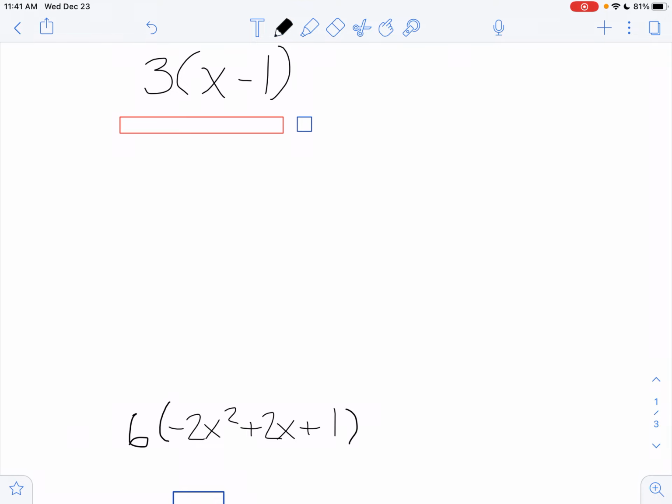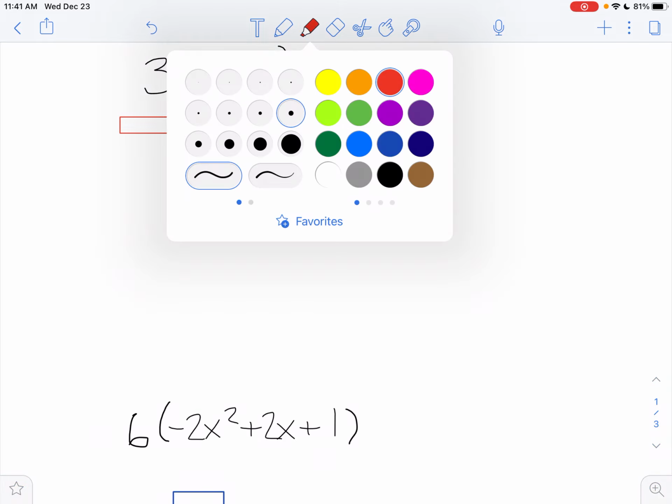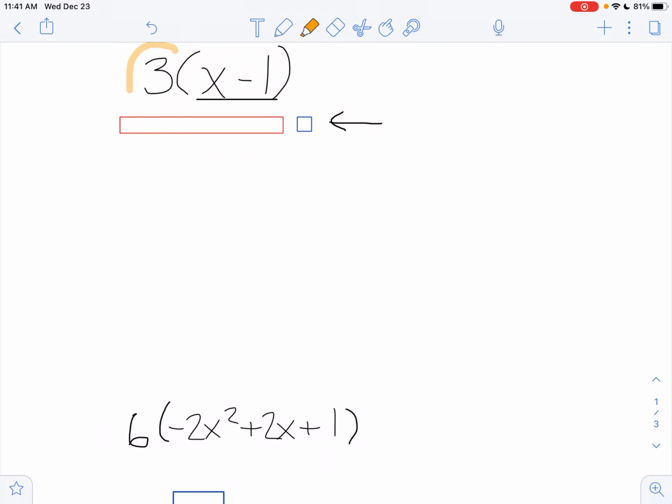So step 1, what we're going to do is draw the picture of what's inside the bracket. So we have x minus 1. So we have one long red x tile, a positive x tile, and one small blue -1 tile. Step 2 is we are going to circle the number in front that we need to multiply by. That's how many total copies we need of our expression.